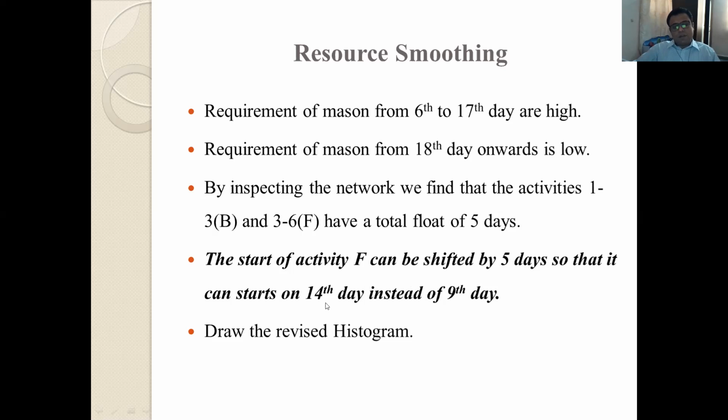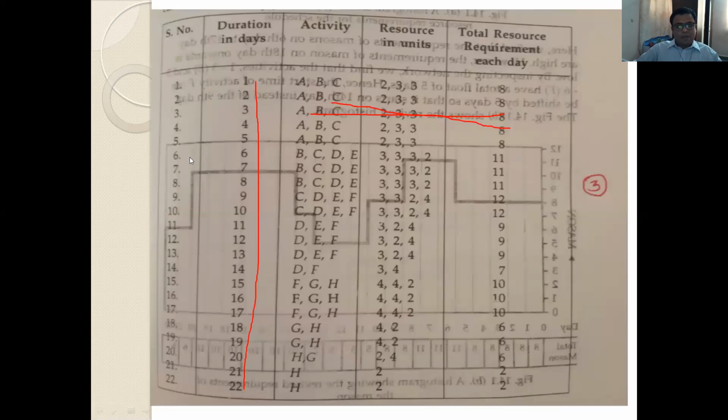Okay, so that will start on 14th day instead of 9th day. So what happens here now? If we shift that particular activity, whatever we have plotted in table number 2, what is happening? If that activity F is shifted, instead of 9th day, we will shift it by 5 days to the 14th day. So here, this will be changing. If we shift this activity F from here to here, then F will start from here onwards.